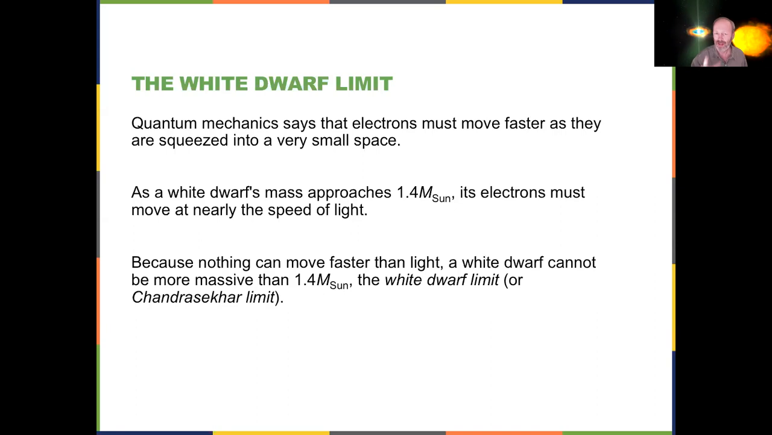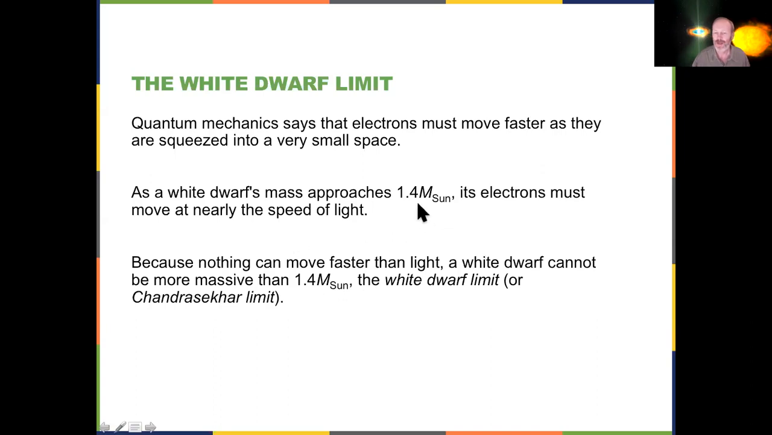Well, the thing is, as we are getting this much material, they're pushing the electrons in closer and closer and closer and closer. So that's why the more you have, the smaller it gets, all the way up to about 1.4, maybe 1.44. So about 40 to 45% larger than the sun. What's happening is it's scrunching further and further and further down.